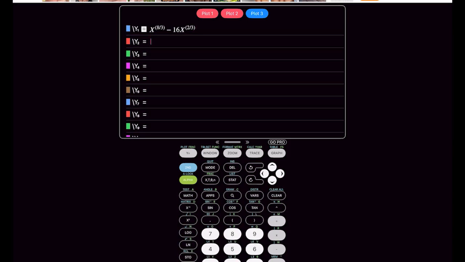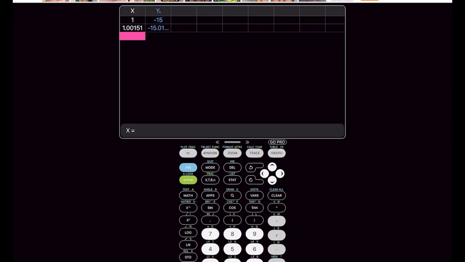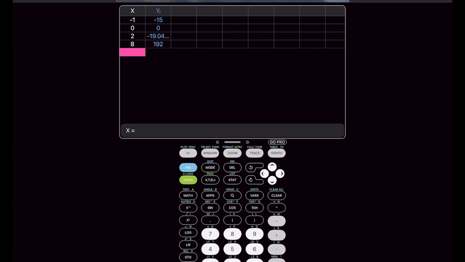And then I'm going to check the table. So go to second table set, make sure for independent it says ask, which it does. And then go to second table. And then I'm going to delete these, and I'm just going to use the values that were in our table: -1, 0, 2, and 8. Okay, so those are the values that we get, which I'm going to then copy into our table.